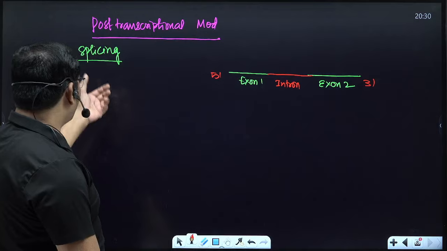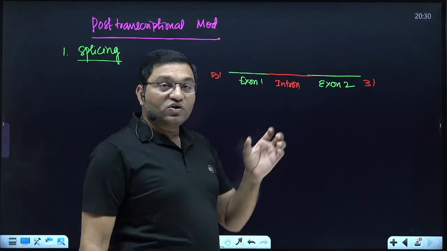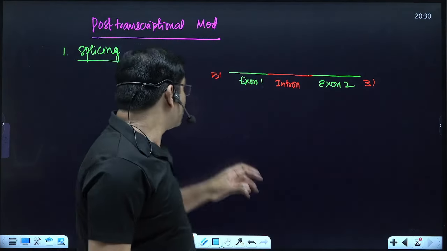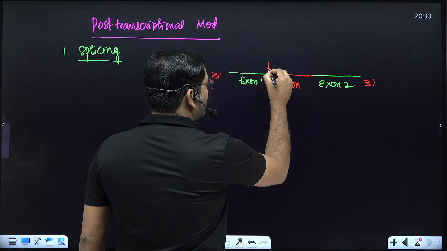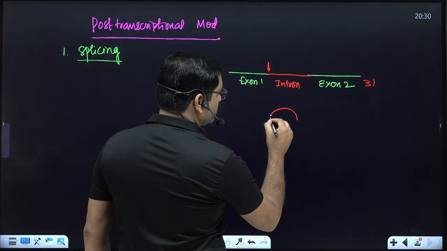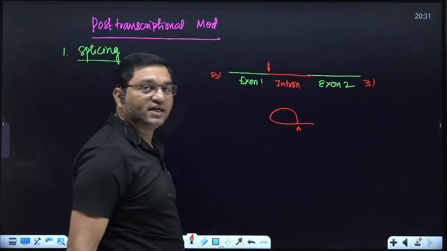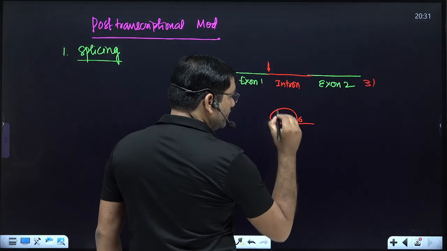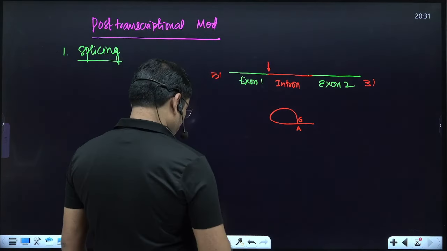What is the meaning of splicing? In splicing, these two exons are joined together and the intron is removed. So what are the steps in splicing? First, the 5 prime cut. This site is cut first. Then, second, there is formation of a lariat. This is a branch point, with an adenine nucleotide at the branch point. This is guanine. So there is a branch point, and this is known as lariat formation.